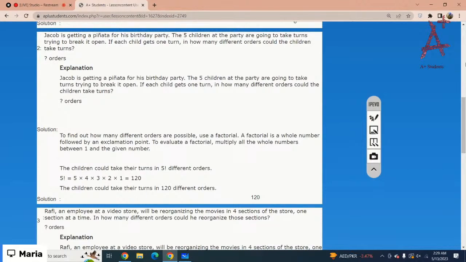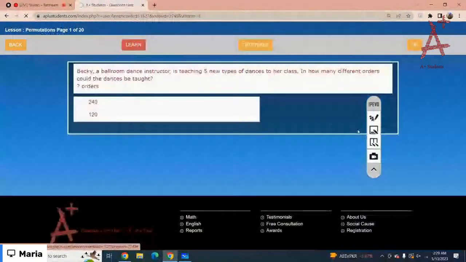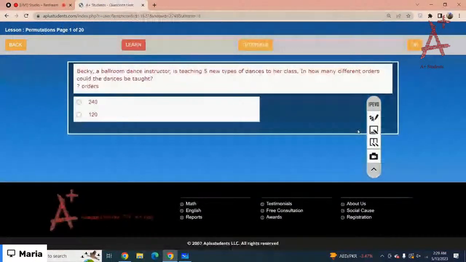Now let's just start with the test questions. Okay, Becky, a ballroom dance instructor, is teaching 5 new types of dances to her class. In how many different orders could the dances be taught? Which is the correct option?